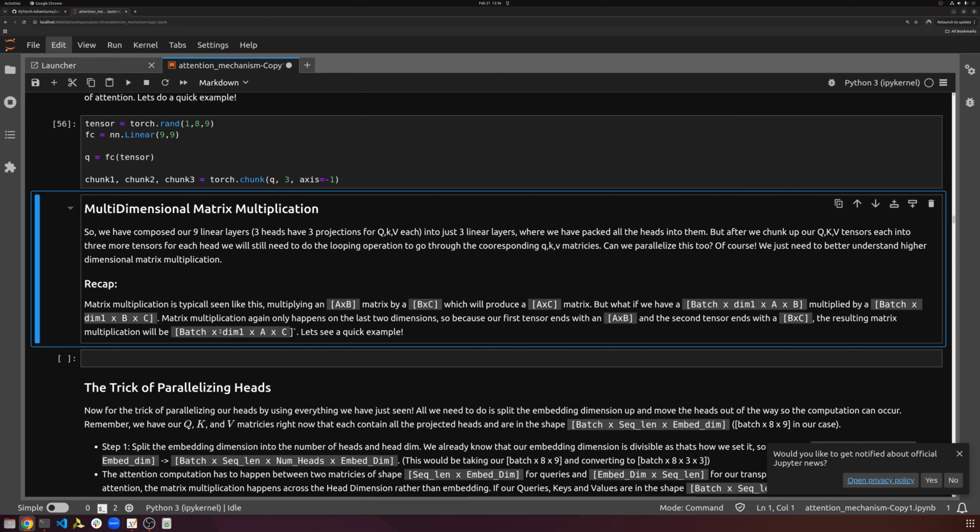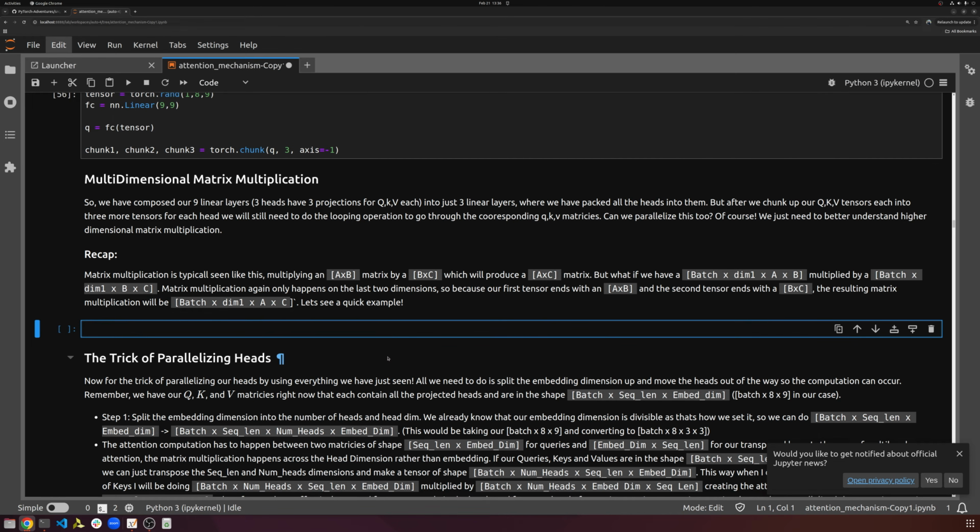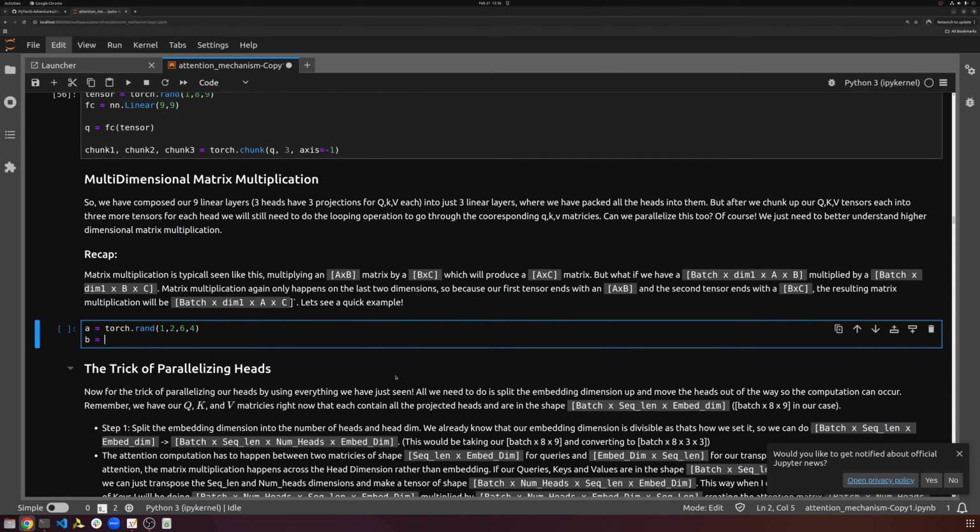So there we go. The last thing we need to look at is multidimensional matrix multiplication. PyTorch, by default, will do the matrix multiplication on the last 2 dimensions. There are 2 things that need to be true: the tensors need to have the same number of dimensions, and the last 2 dimensions have to be flipped. So let's take a look. A is equal to torch.rand 1 by 2 by 6 by 4, and B is torch.rand 1 by 2 by 4 by 3.